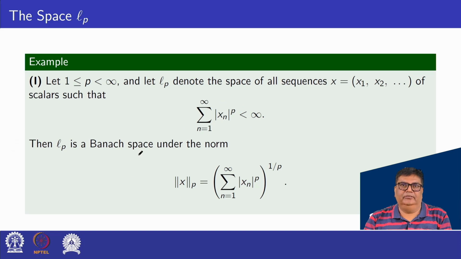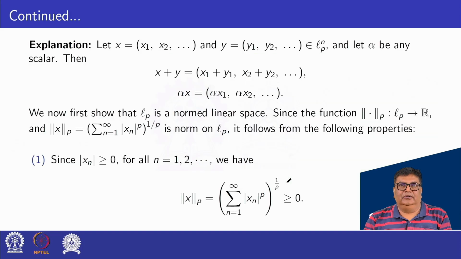And the norm I earlier defined, in the case of LPn, was summation i equal to 1 to n mod xi power p whole power 1 by p. But here, in the infinite dimensional case, the norm is defined as summation n equal to 1 to infinity mod xn power p whole power 1 by p. Let us prove it. First, it is a normed linear space, and then completeness.